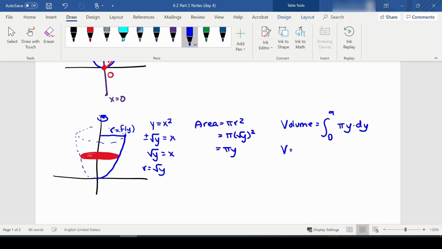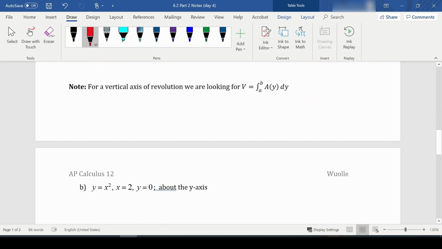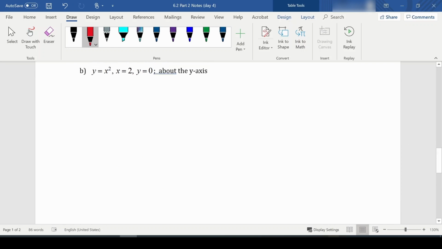Okay, so that means our volume is going to be pi times 1/2 y squared, evaluated from 0 to 9, or we get 81 pi over 2. Again, note for a vertical axis of revolution, we're integrating with respect to y. Our slabs are perpendicular to the y-axis. Let's try one more.